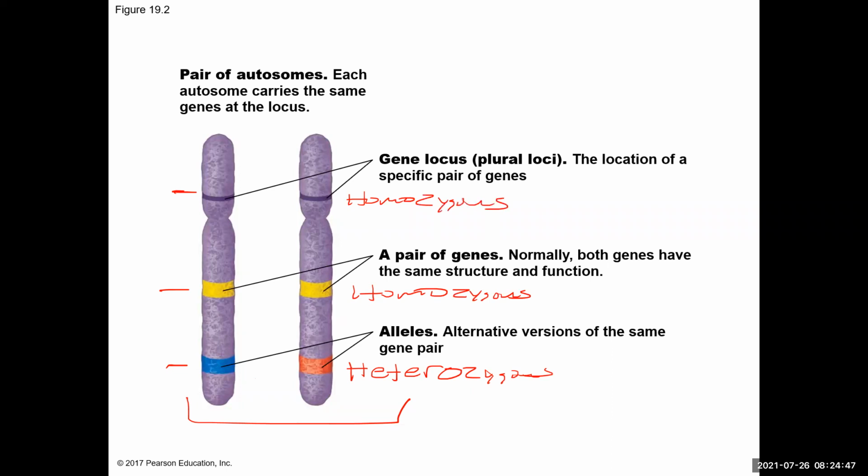Now, where those genes are located is called the locus, and you have multiple places for genes. That's the loci. The locus is singular and loci is plural. So you can say this gene is located at this locus on the chromosome. And again, the alleles are the different versions of the same gene.